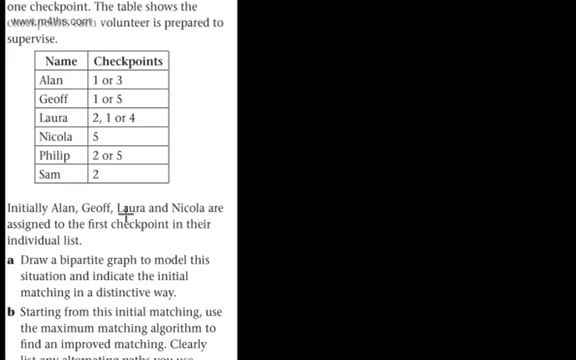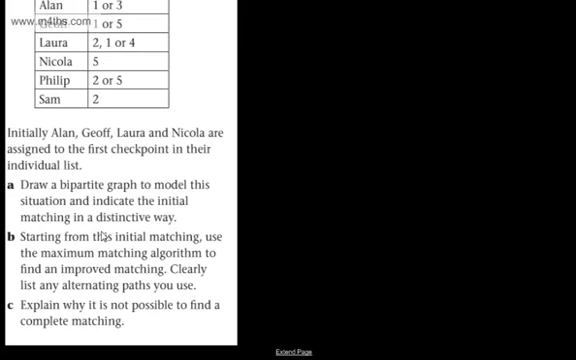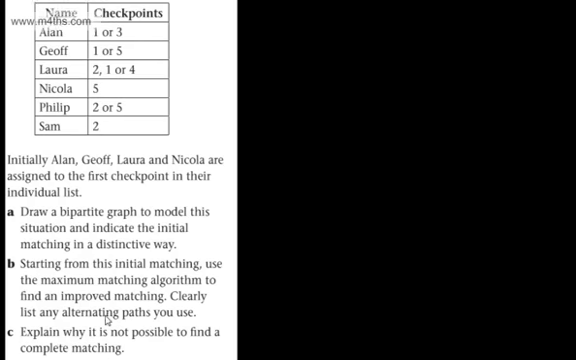Initially, Alan, Jeff, Laura and Nicola are assigned to the first checkpoint in their individual list. In part A, we're asked to draw a bipartite graph to model this situation and indicate the initial matching in a distinctive way. So I'm just going to draw 2 bipartite graphs. Starting from this initial matching, use the maximum matching algorithm to find an improved matching, clearly list any alternating paths used, and explain why it's not possible to find a complete matching.